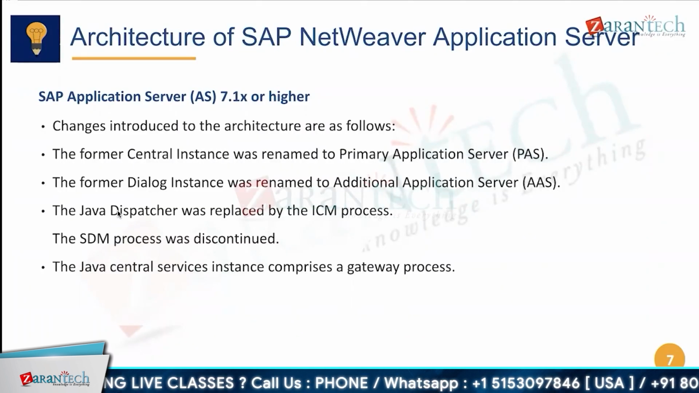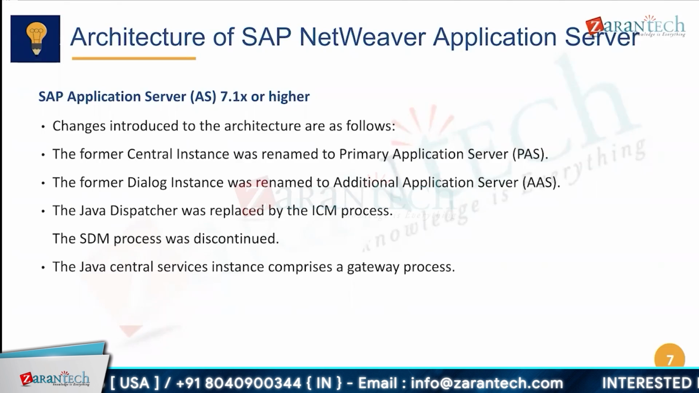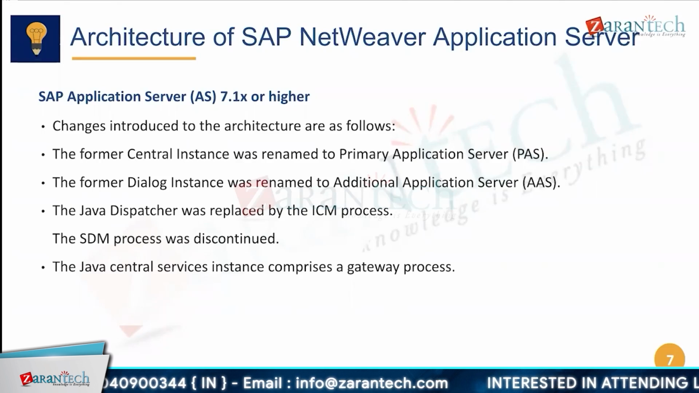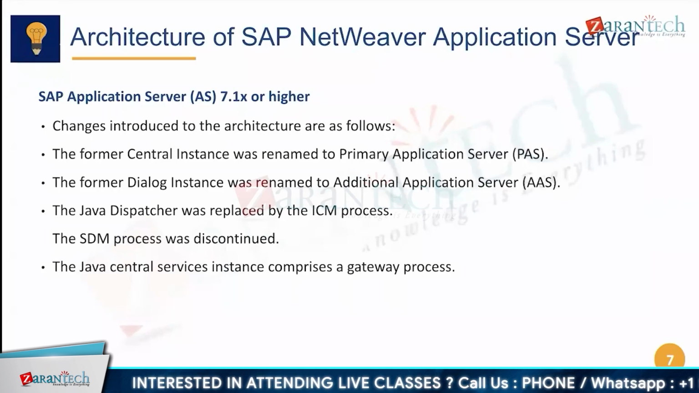So the Java dispatcher in the earlier Java systems is replaced by the ICM process. The SDM, Software Deployment Manager, which was used earlier, has been discontinued. The Java central services comprise a gateway process. So these are the key important changes that happened with 7.1 in 2015 with the latest architecture.